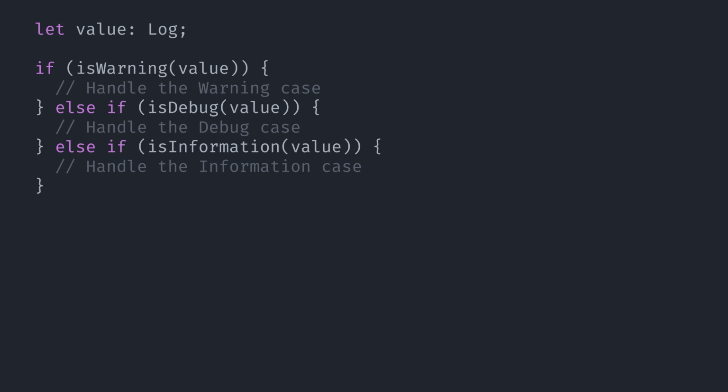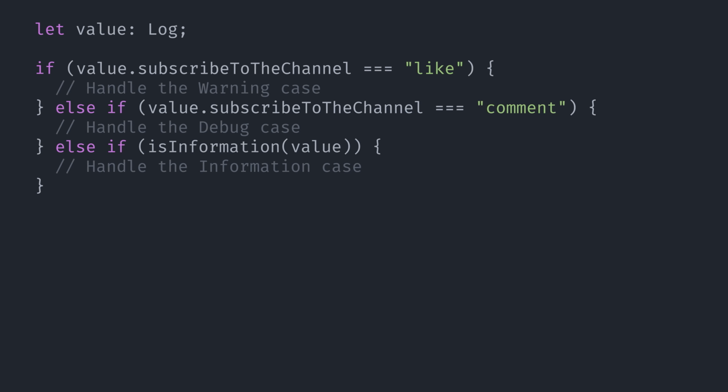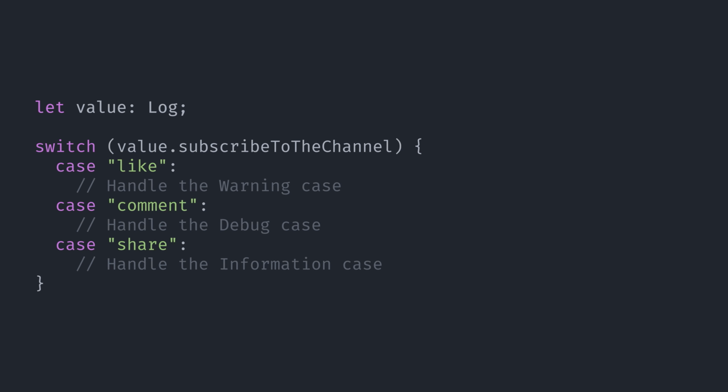But instead of creating individual guards for those three interfaces, you could check the value of the discriminant property. If subscribe to the channel is like, you know that it's a warning. If it's comment, it's a debug, and if it's share, it's an information. And you can make your code even clearer by going an extra mile and switching your if statements. Got it? Switching? Switch? No.